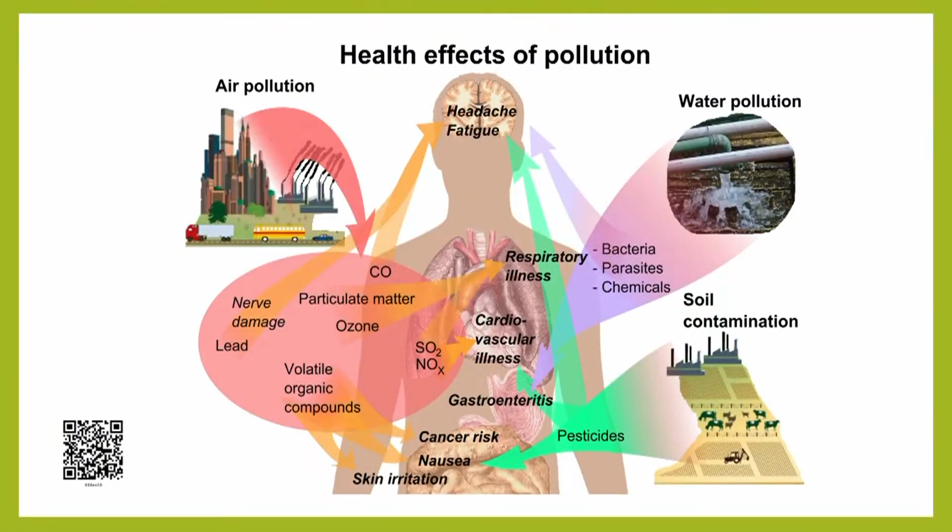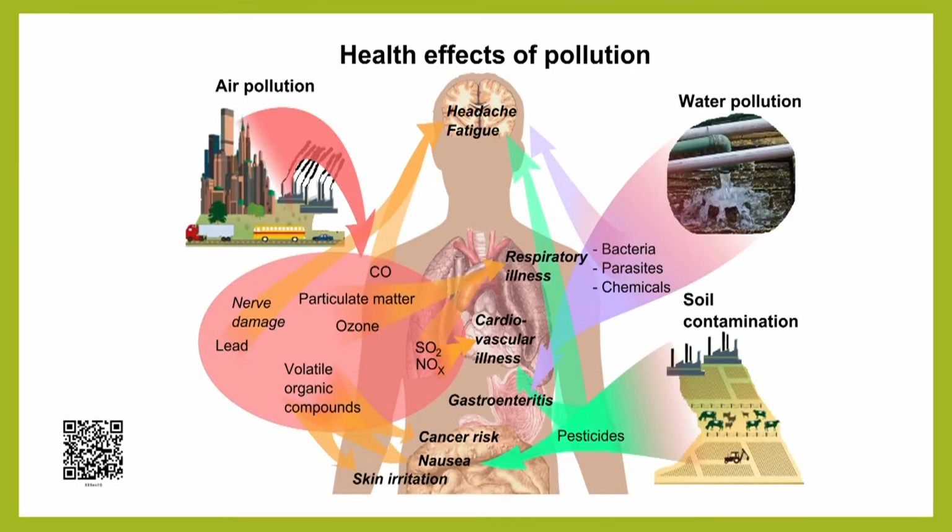You can see our whole body is affected by different types of pollution. It may be air pollution, water pollution, soil pollution, thermal pollution. Different types of pollution affect our body in different ways. As you see in the figure or slide, most of the body parts are affected. Carbon dioxide, particulate matter, ozone, sulfur dioxide, oxides of sulfur and nitrogen, lead, and volatile organic compounds are the main components of air pollution, water pollution, and soil pollution.